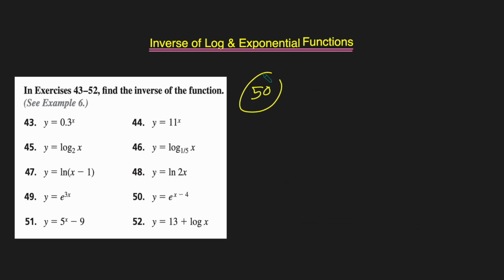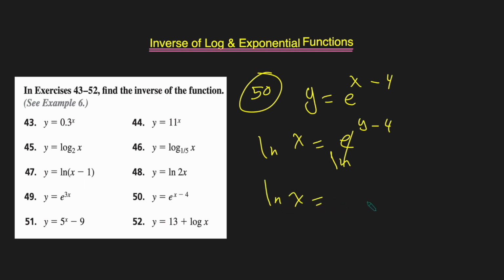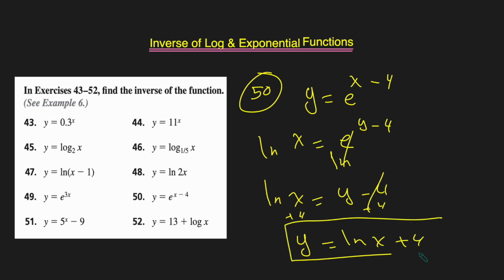Problem number 50. y equals e to the x minus 4. Switch the x and the y. Take the natural log. This cancels. Now I have the natural log of x equals y minus 4, plus 4 on both sides. This cancels out, and I have y equal to the natural log of x plus 4.